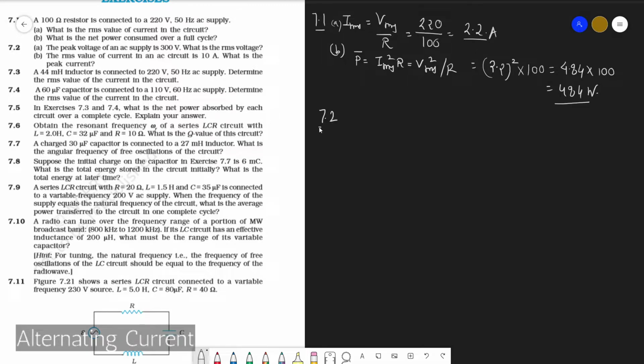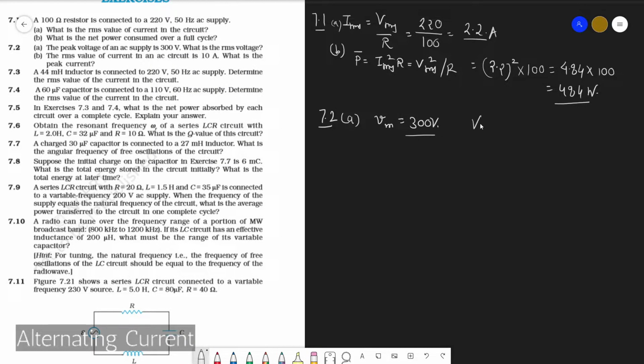In the 7.2 question, he is saying the peak voltage of an AC supply is 300 volts. It means he is giving the Vm value here. If a general value is given and the questioner is not specifying which value it is, it means you have to take it as the RMS value. But here he is specifically mentioning that the peak value is this, so you have to assume this is the peak value. Otherwise, if he had just said that the voltage of an AC supply is 300 volts, in that case you will take it as the RMS. But here he is mentioning peak voltage, so you will take it as the peak voltage.